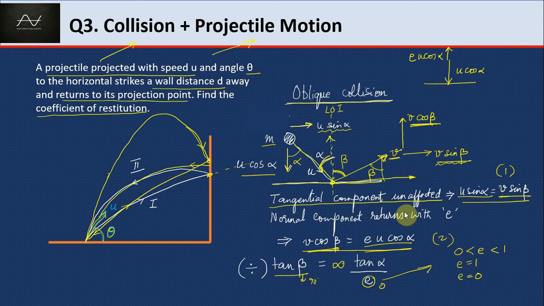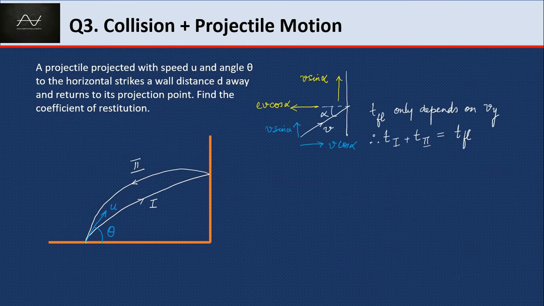This is oblique collision. So here also we are having an oblique collision at this particular point. So let's draw that. This is the point I'm talking about. It is coming here with some speed v, and this angle of incidence is alpha. Its initial components perpendicular to the wall are v cos alpha and parallel to the wall is v sin alpha.